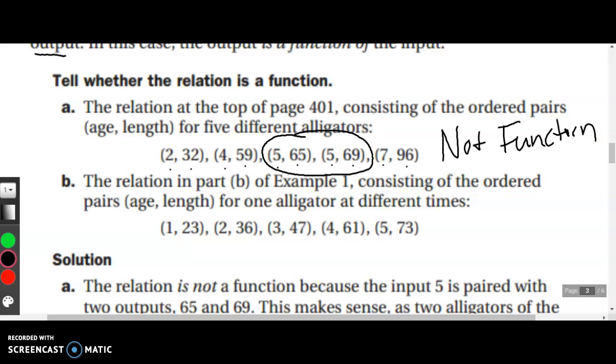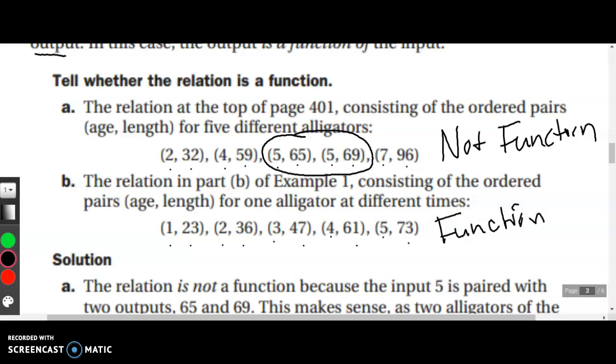Now, in here, we have a different set of alligators where we have 1, 23, 2, 36, 3, 47, 4, 61, and 5, 73. Is this a function? Well, we look to see, did the x values repeat at all? They never did. We had a 1, a 2, a 3, a 4, and a 5. Therefore, this is a function.